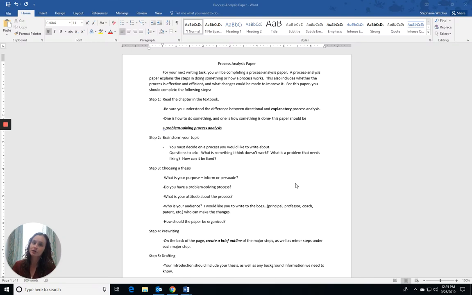Everybody, let's talk about your next paper. This paper is called Process Analysis. So the idea with this paper is that you explain the steps in doing something or how a process works. We are also going to add some more steps to this. So we're going to also look at whether the process is effective and efficient, and also how we could improve the process with some simple solutions.